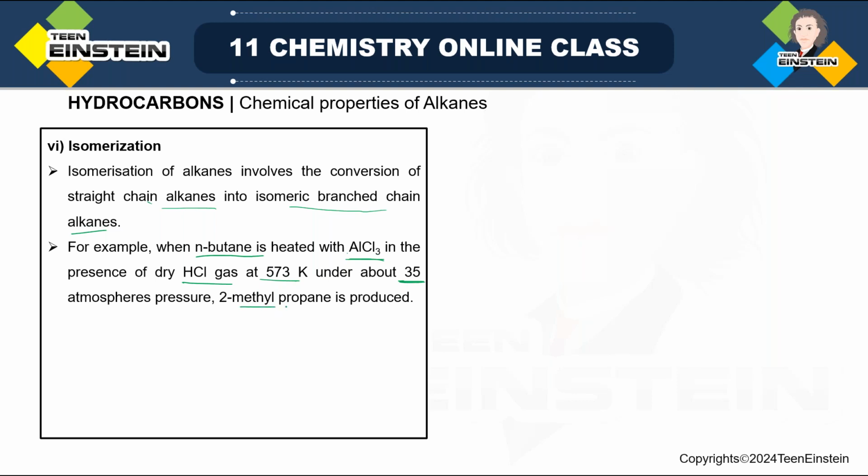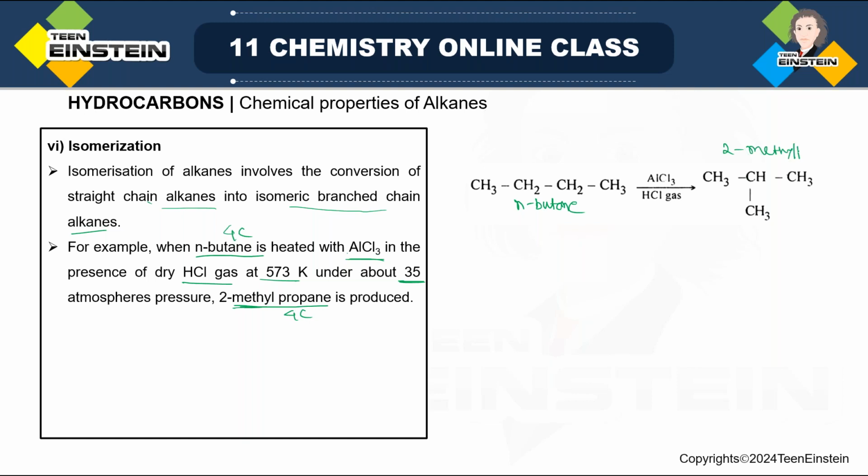So total number of carbon is still 4. Now we have one substituent, but it is 4 carbon. This is also 4 carbon. This is isomerization. So obviously the number of carbon will be same. Here is our n-butane and this is 2-methylpropane.